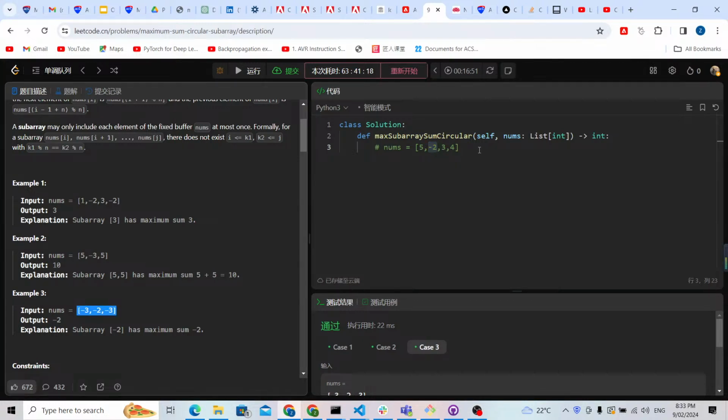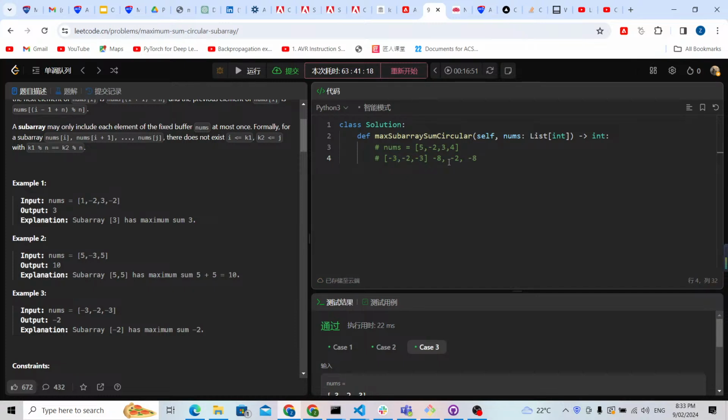For example, what if all the numbers are negative? What about the minimum sum? The minimum sum would be -8. And what about the maximum sum? It is -2. So what is the sum of the array? The sum of the array would also be -8.